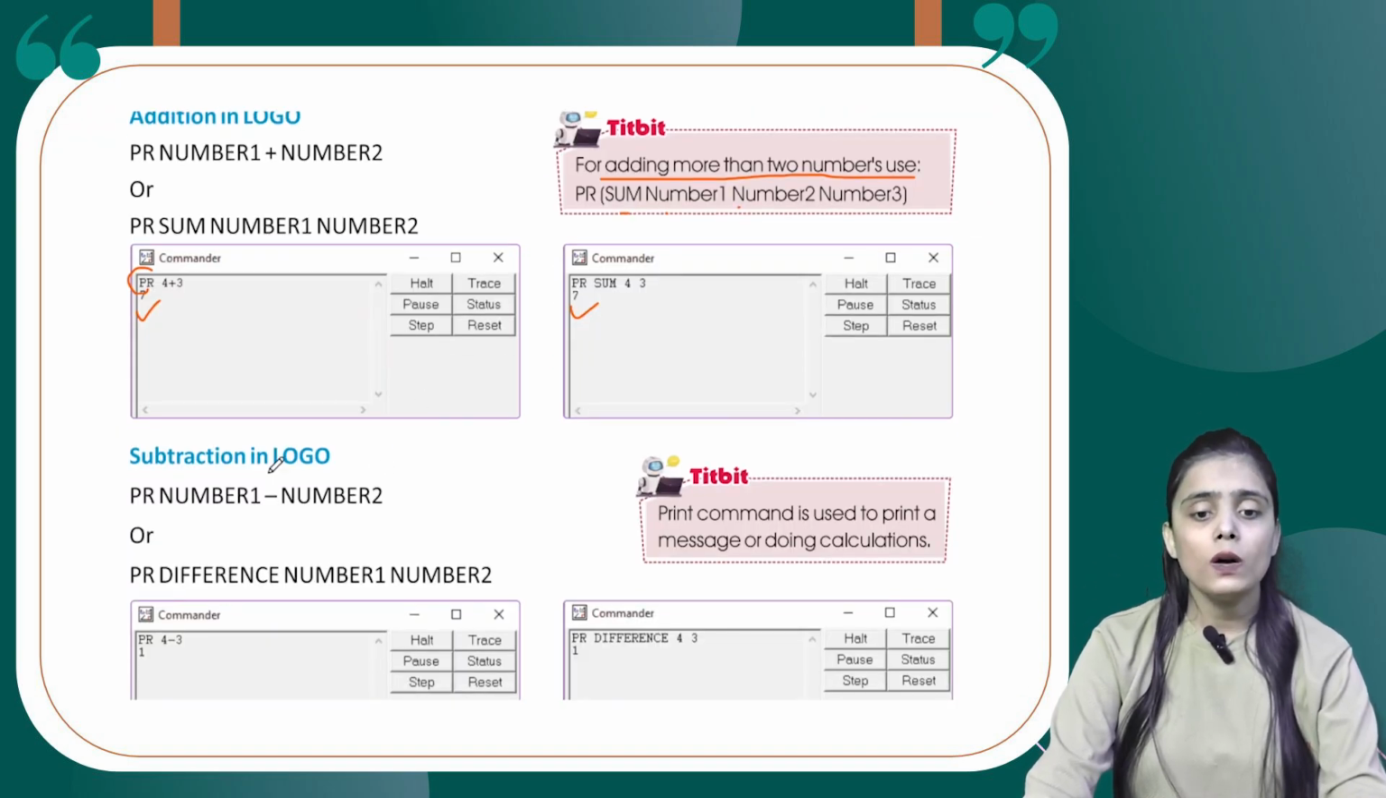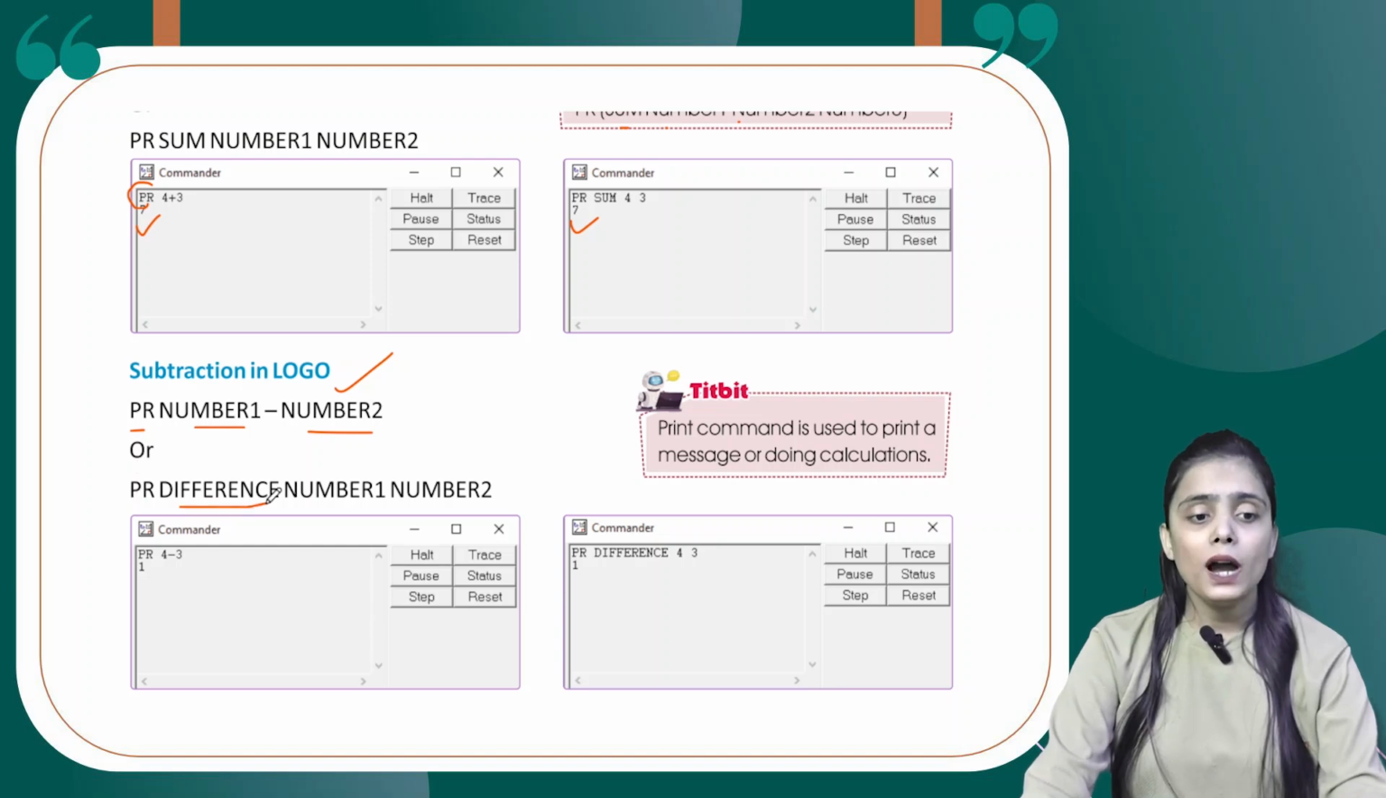Okay, so now let's move forward and say subtracting in Logo. So PR number 1 minus number 2, and you can type PR difference number 1 and number 2. See, PR 4 minus 3 gave you 1, and by typing PR difference 4 and 3, you mentioned number 1 and 2, again you are getting 1. Tidbit: the print command is used to print a message or do calculations, right?